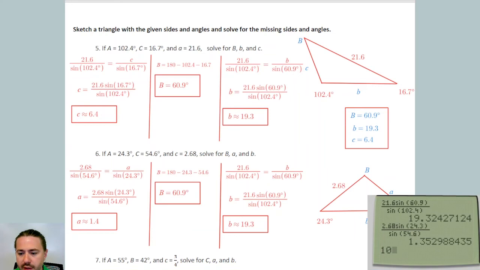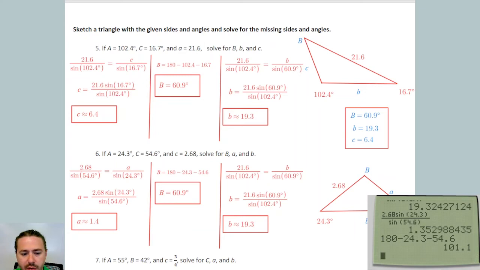So 180, oh, not 108. Be careful there. Come on. Minus 24.3, minus 54.6. Okay, we get 101.1. Again, let's just stick with the one decimal on this. 101.1, yeah.